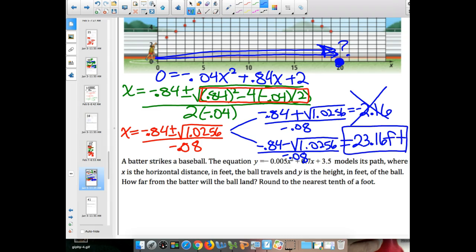So on your word problems, you're going to set it equal to 0. You're going to use the quadratic formula, and then the positive is always your answer. Okay, set it equal to 0, quadratic formula, the positive is your answer.